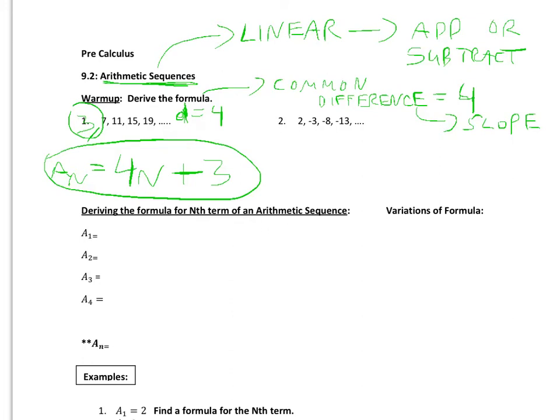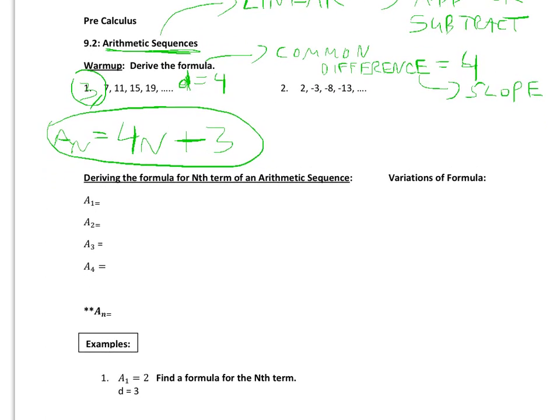So let's use number 1. I'm not going to do number 2. We'll probably do that in class tomorrow. I'm going to do number 1 and kind of pick it apart, and come up with a formula for an arithmetic sequence so that we can use it for any type of problem. Okay, I know for this warm-up here, number 1, the first term was 7. And I know the common difference is 4, so I keep adding 4.